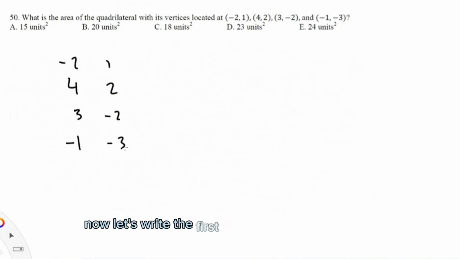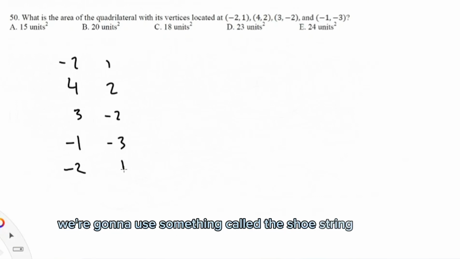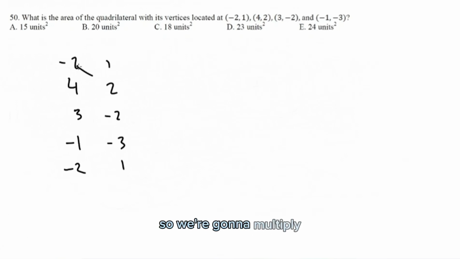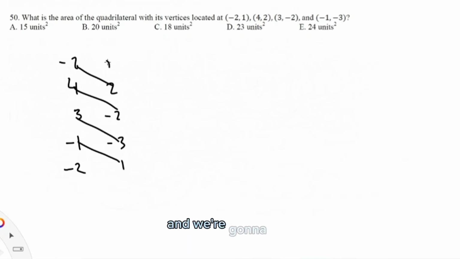Now let's write the first coordinate one more time. Negative 2, 1. The reason we do that is we're going to use something called the shoelace method. So we're going to multiply these numbers like this, and then add up the sum of them. And we're going to multiply these numbers like this, and add up the sum of those.